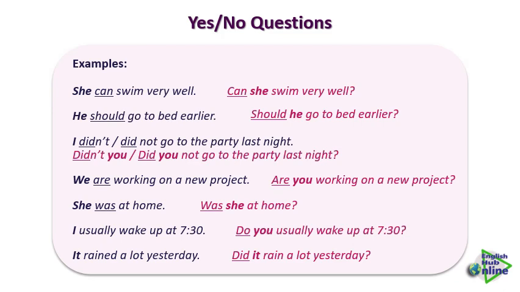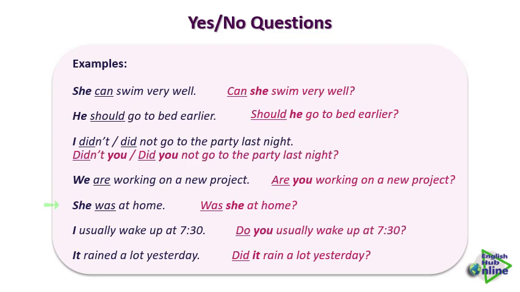As for negative questions, like the third example, if the auxiliary verb is contracted with the word not, we put the whole contraction at the beginning of the sentence before the subject. Didn't you go to the party last night? But if the auxiliary isn't contracted with not, the word not stays before the main verb and replaces only the auxiliary verb before the subject. Did you not go to the party last night?